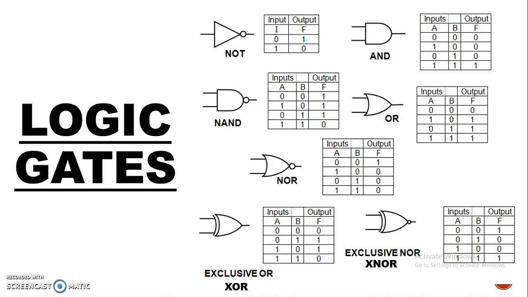You don't have to know the XNOR or exclusive NOR yet, because that's not in the syllabus for the computer science unit here. So here, as seen, you have how to draw the logic gate and the name of the logic gate, as well as the truth table.